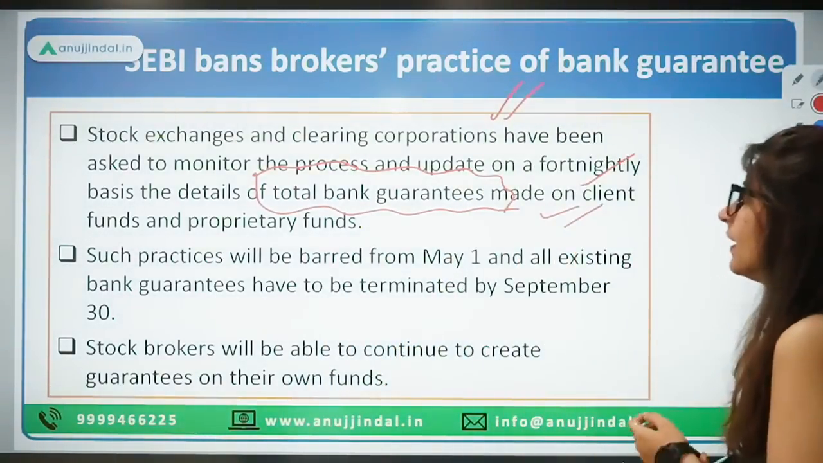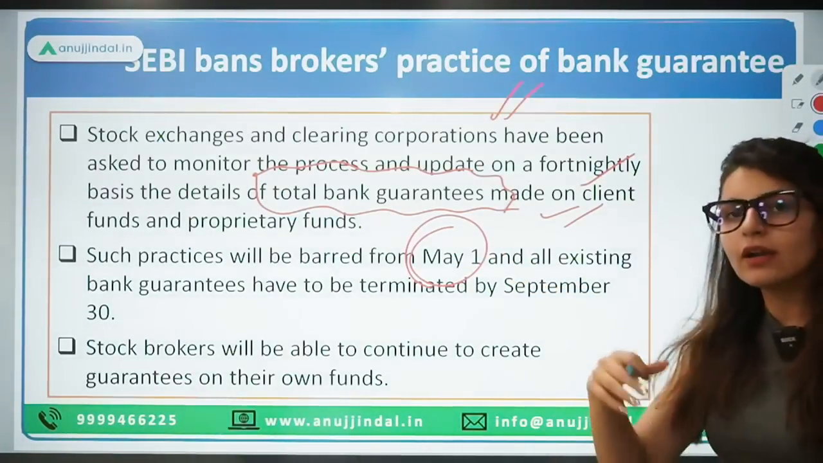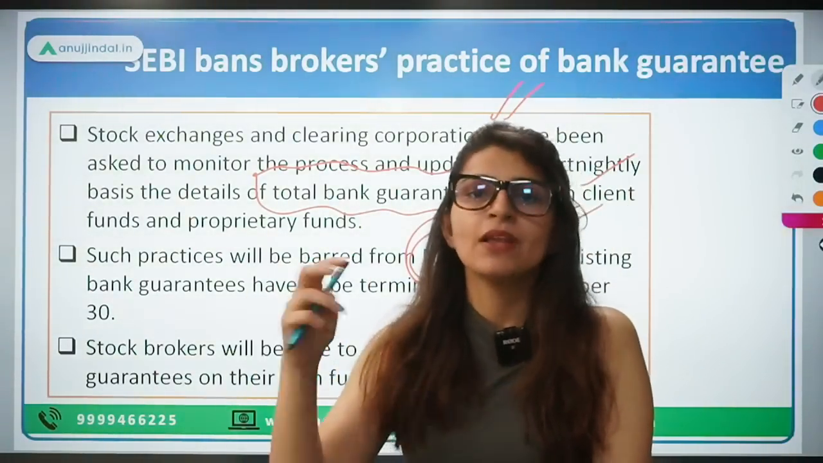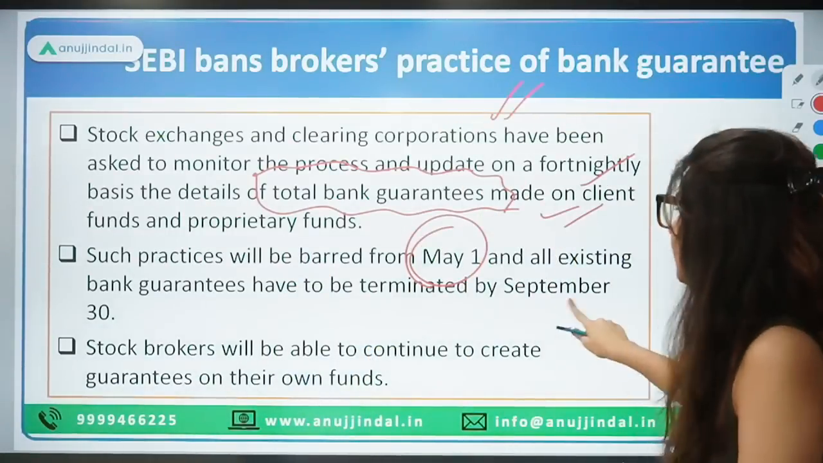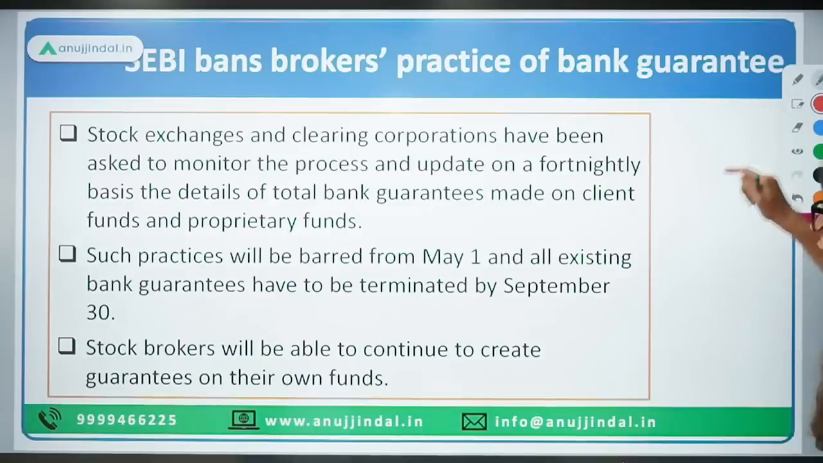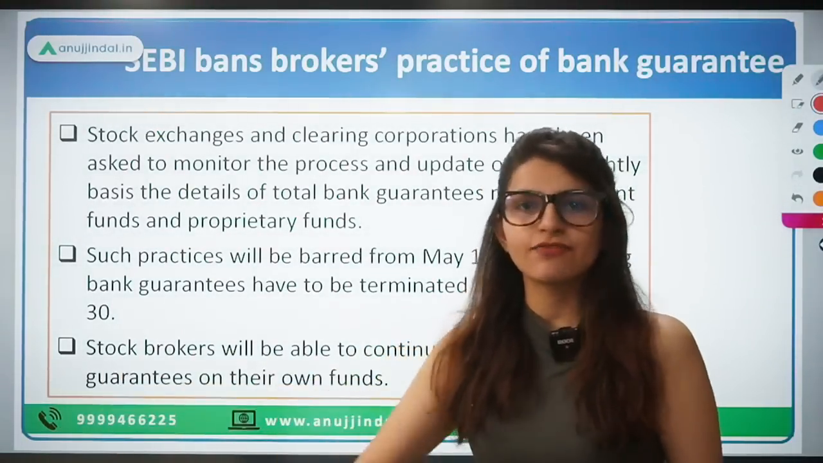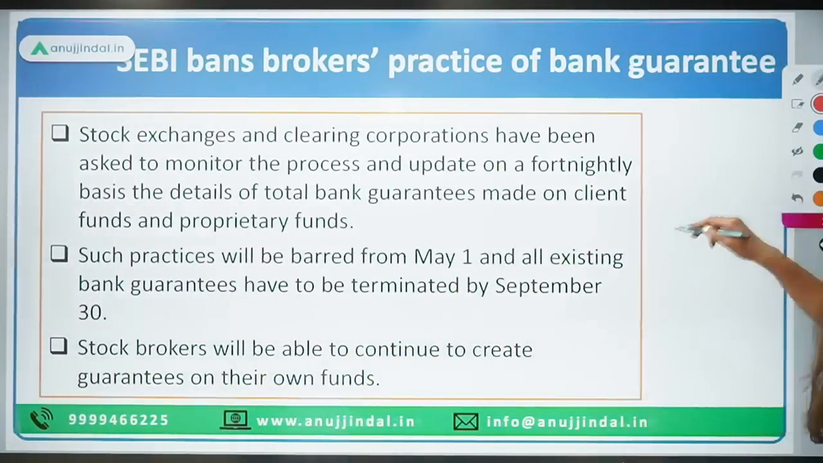So now these stock exchanges and clearing corporations will be monitoring this entire process and will be reporting to the SEBI. Okay. These practices will be barred from 1st May and all existing, agar koi already bank guarantees existing hai stock market mein, these will end or terminate from September 30. Now, they can utilize their own funds to get bank guarantees but not clients' funds to get bank guarantees.